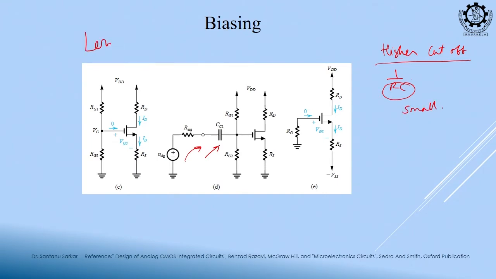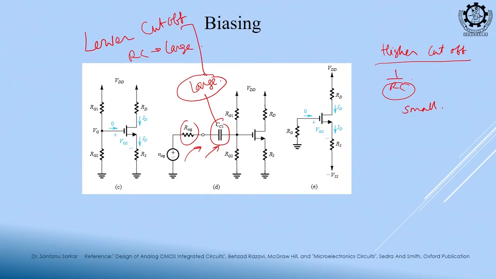If I want a lower cutoff, what should my RC value be? It should be large. So, this coupling capacitor, is it large or small? Generally a large value. And the resistance looking in is also large, right. So, this will give which cutoff? This will give the lower cutoff frequency. So, this bandwidth limit is due to this capacitor.